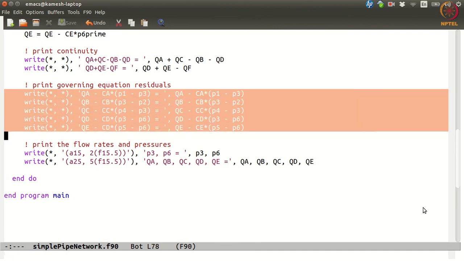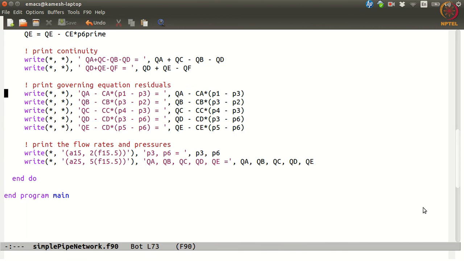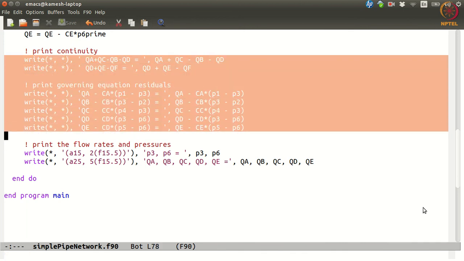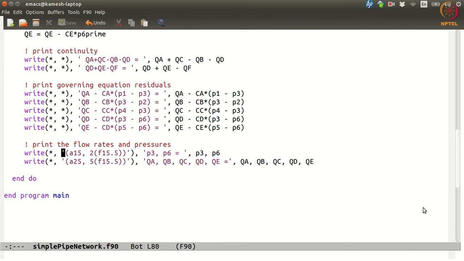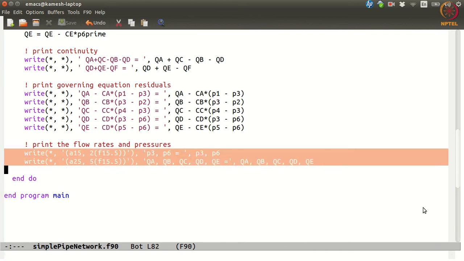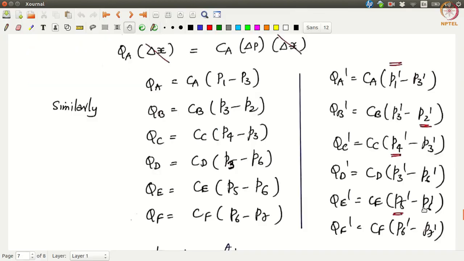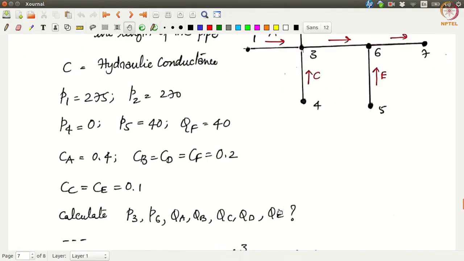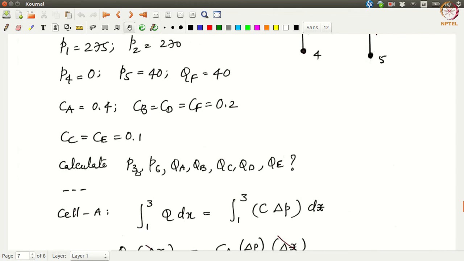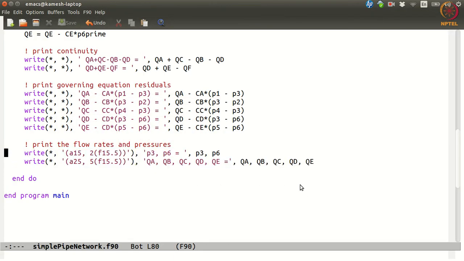These are the residuals for the momentum equation. Now, if these were also satisfied together with the continuity equations, that means if you satisfy all of these, that means we have converged our solution. If that is the case, we print the pressures P3 and P6 and the flow rates. These are basically what is asked in the problem to calculate, right? If you go back to the problem, we were asked to calculate all these pressures and the flow rates. So that is these P3, P6, QA, QB, QC, QD, and QE. Okay. So that is the program.